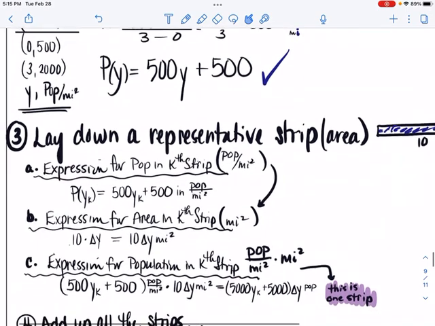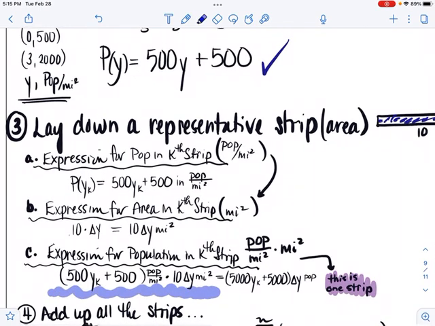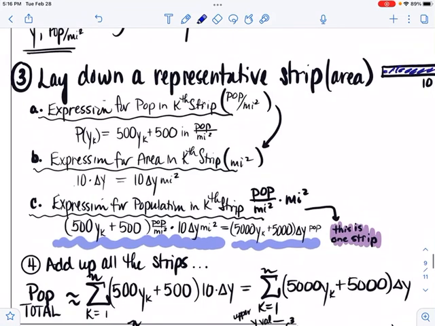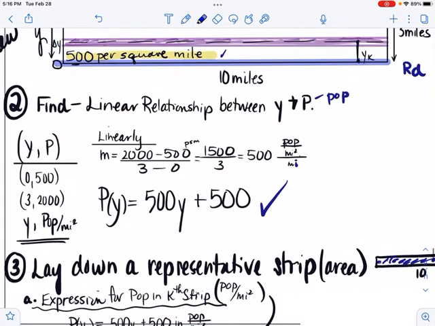All right, and then here's what we want to do. This gives you the foundation for your integral. It's just going to be this, except you don't use the y sub k, and you don't use the delta y, you use the dy. So here's what we have. We want to add up all of those strips. And as y varies, that p of y equation, let me go back up to it, this one, is going to determine the population density, p, given those number of miles in y away from the road.